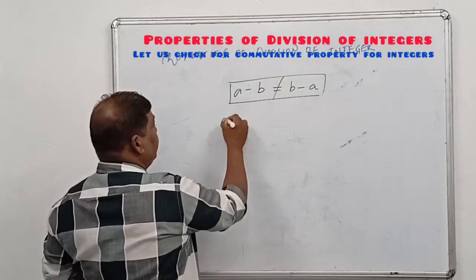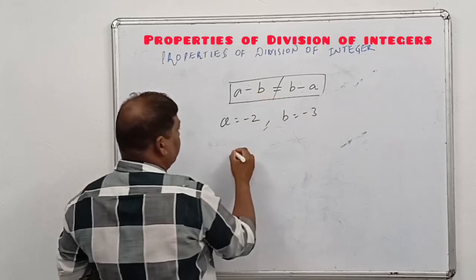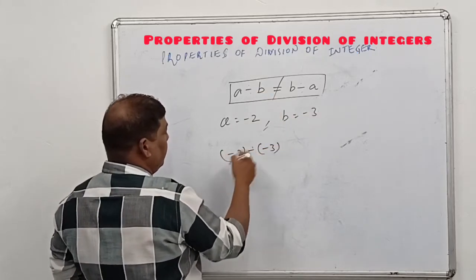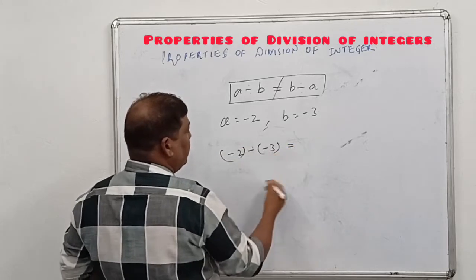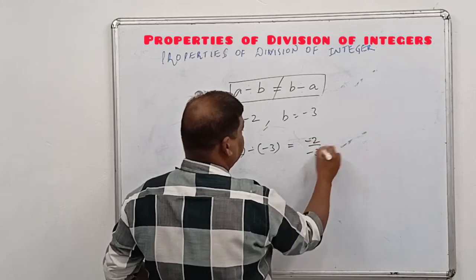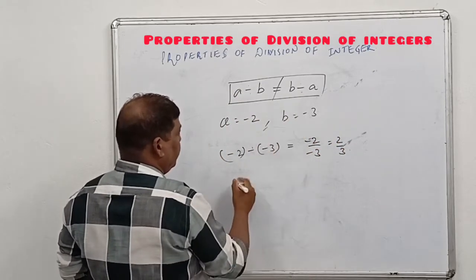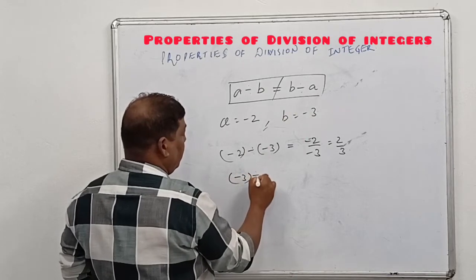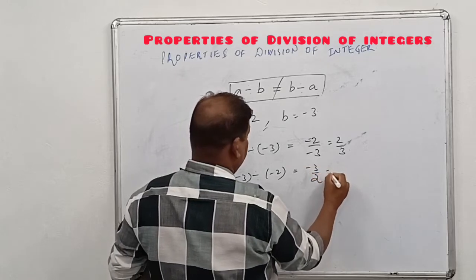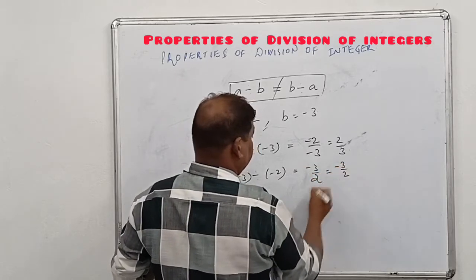Let us take a equal to -2, an integer, and b equal to -3. So that is -2 upon -3. The result will be -2 by -3, that means 2 by 3. Now b upon a, that is -3 upon -2, is equal to -3 by -2, that is 3 by 2.